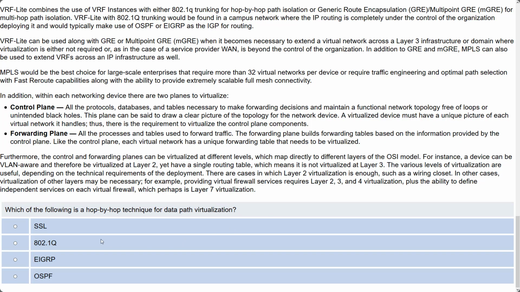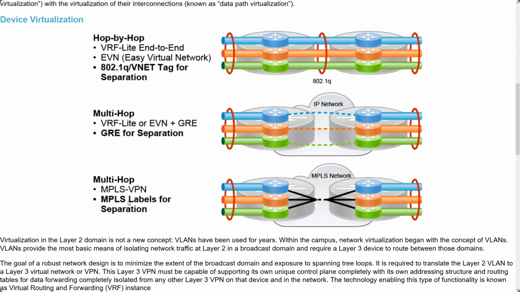Hop-by-hop technique. The only one that's really going to apply here is probably 802.1q. We see that listed here. Again, we'll get into this in more detail, but the idea of hop-by-hop is that the policy is derived and applied to the physical links. Not at the router level, but the links between the routers. So that's why we call this a hop-by-hop mechanism.